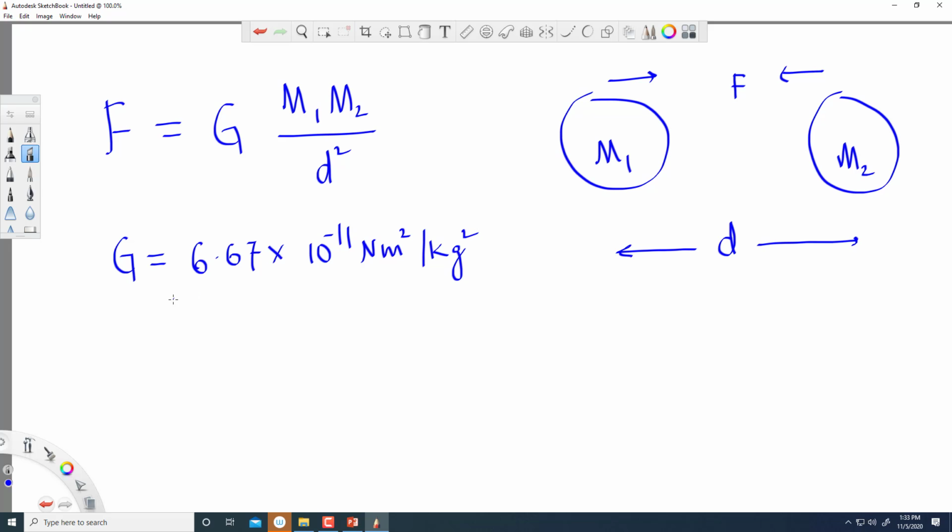So in the question, we are given this force. This is given, mass is given, this is known, and we need to find d. d is unknown. So we want to write this equation in terms of d to find d. So how do we do that?